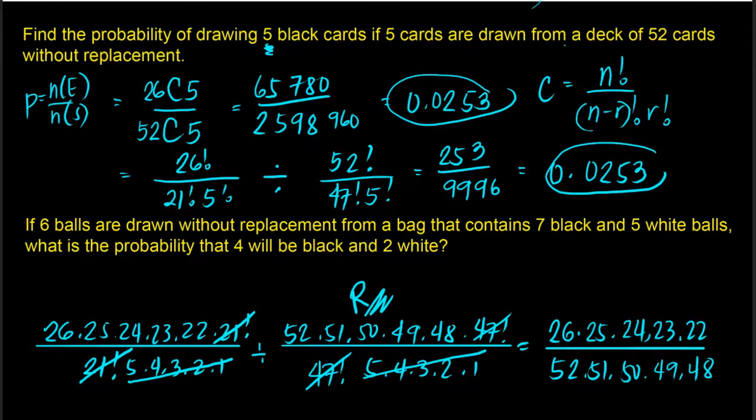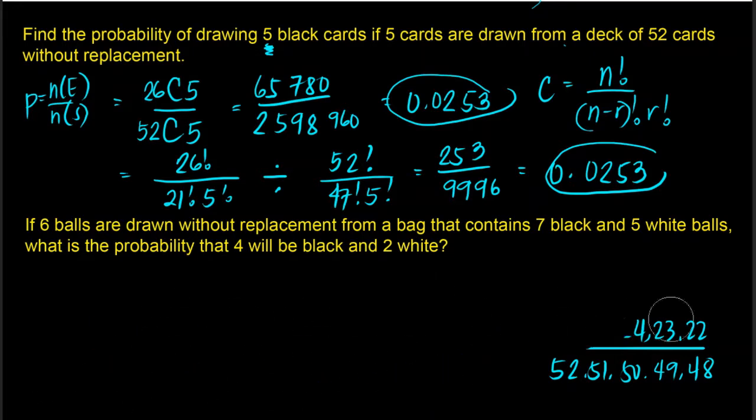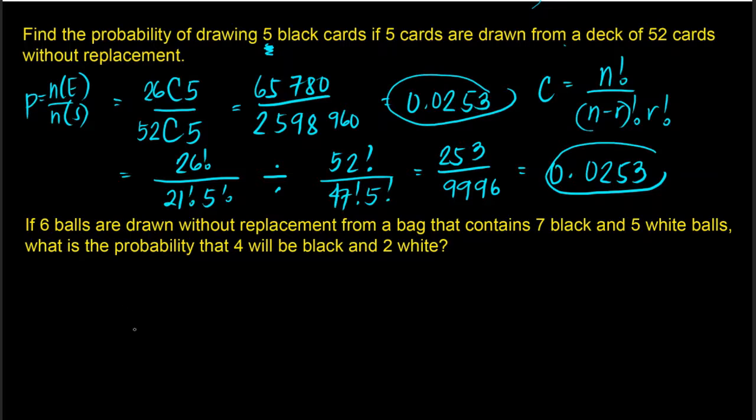Okay. Screenshot before I erase. Okay, I'll erase now. First, guys, if you're picking more than one event, you're going to use combination. Just like this: 6 balls are drawn. 6 balls, okay, it's combination. So, 6 balls are drawn without replacement from a bag that contains 7 black and 5 white balls. What's the probability that 4 will be black and 2 are white?